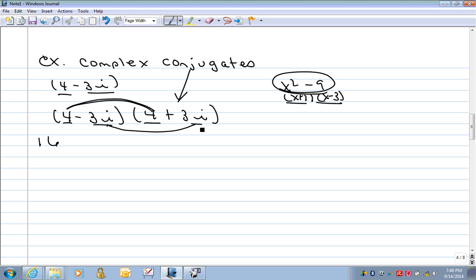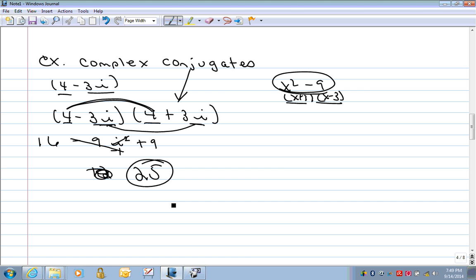Be careful now when we multiply the last. So negative 3 times 3 is negative 9, but i times i is i squared. i squared is negative 1. Negative 1 times negative 9 is going to make that a positive 9. Be really careful about that. And of course, 16 and 9 would be 25. So multiplying by conjugates got rid of our imaginary part and gave us 25.